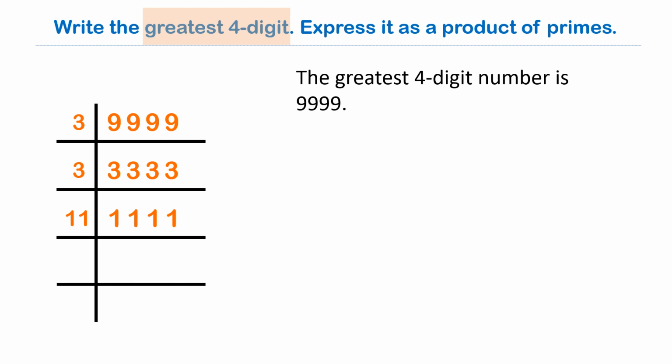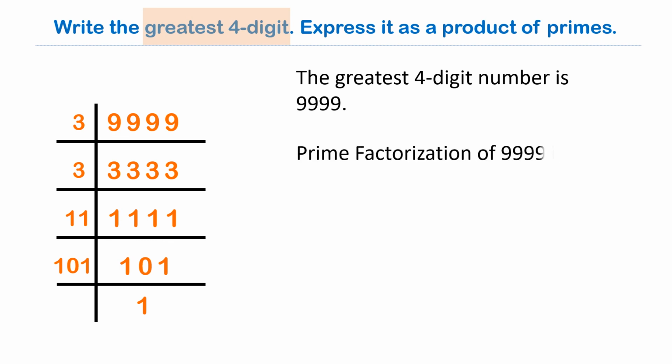We get 101, and 101 is a prime number. So it has only two factors, 1 and 101. So write 101 to the left of 101 and divide. We get 1. If we get 1, it means our prime factorization is done. So prime factorization of 9999 is 3 multiplied by 3 multiplied by 11 multiplied by 101.